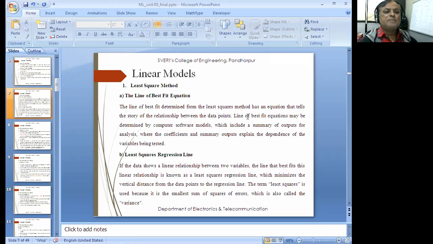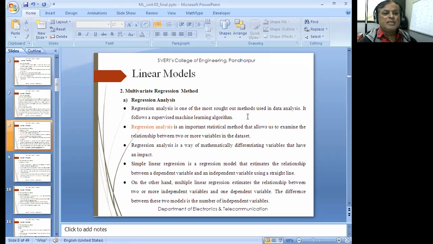Then we have seen two types of equations. One is the line of best fit equation and the other is the least square regression line. And then we went for regression analysis, which is used by data analysts as a method for data analysis and follows a supervised machine learning algorithm.